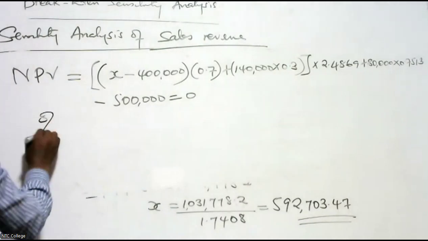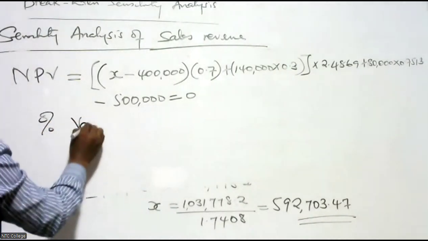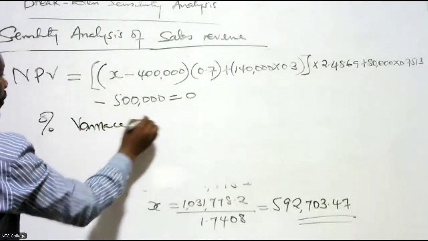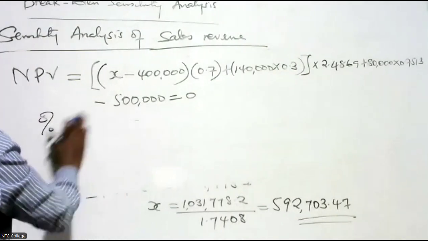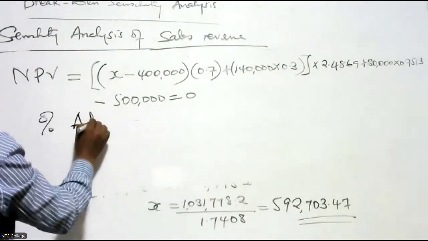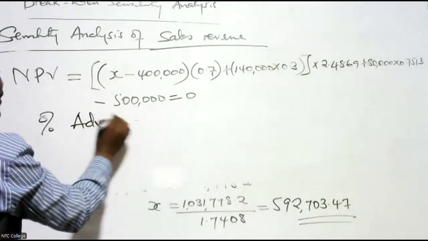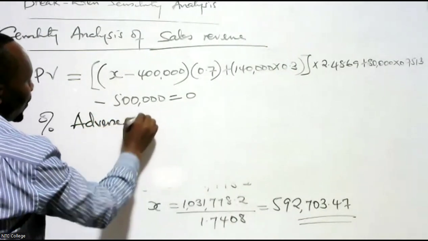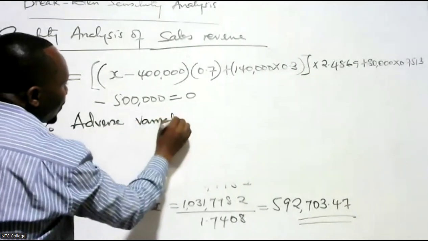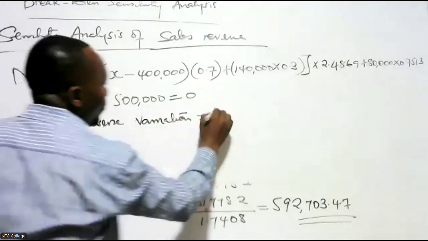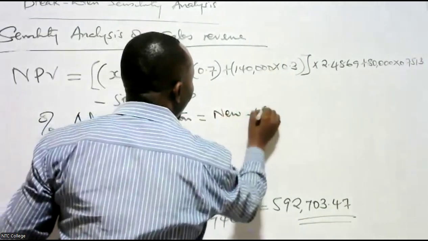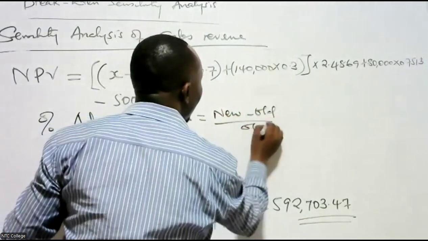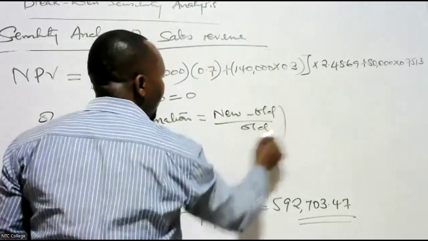So you say that percentage variance. Kama ni positive, just say percentage variance. Lakini hapa nasema adverse because I don't want to put at negative 20%. So I just call it adverse like that. Adverse variance or variation, which is new minus old all over old. This is times 100, eh?